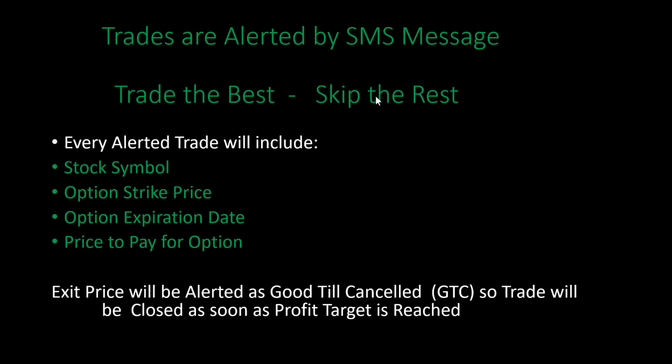Okay. All right. So for the alert service, basically we trade the best and skip the rest. Obviously, that's what we're looking to do. The alert is going to include a stock symbol, a strike price, an expiration date, and a price to pay for the option. Again, that could be like $1.25 to $1.30, something like that.